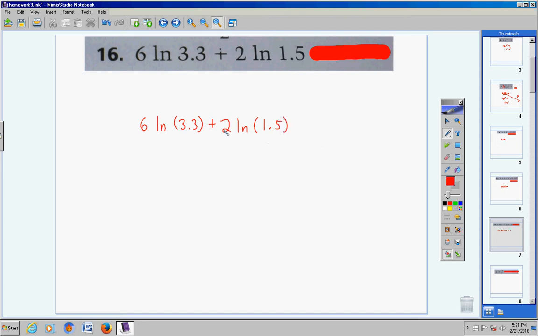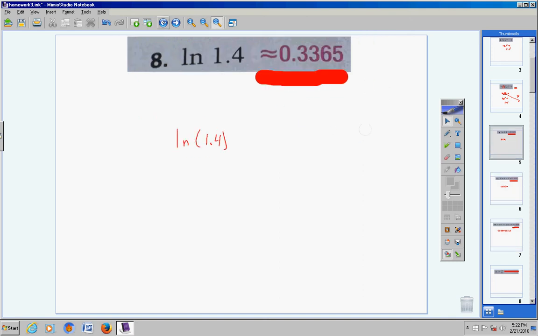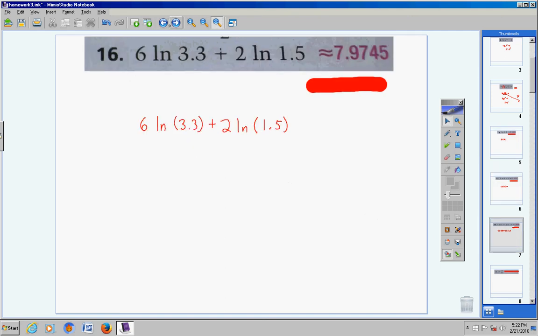Now it looks like 21. That's 2 times the natural log. And you will get this right here: 7.9745 rounded. Okay, guys. So 5, 8, what was it? 5, 12, and 16. 8, 12, and 16 are really not that bad, guys, okay? Just type them into your calculator.